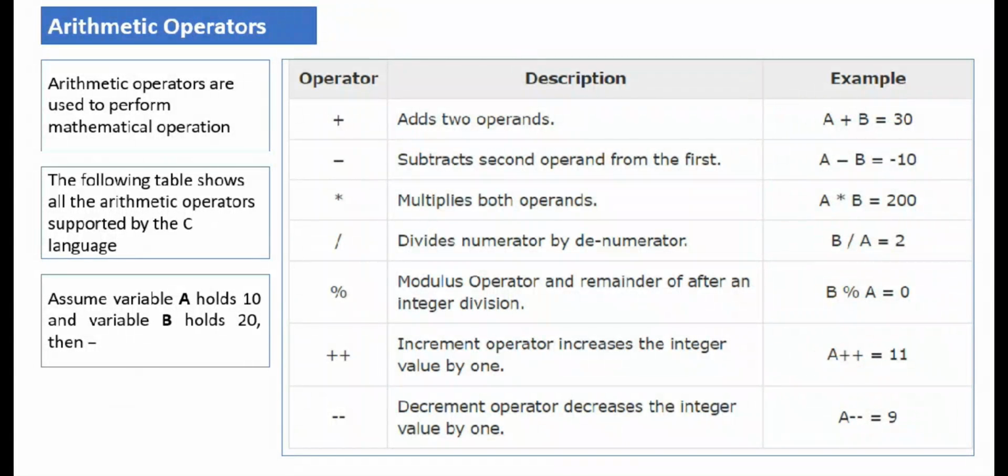Modulus returns the remainder after the division. So 20 divided by 10 will give you remainder 0. Increment operator means increase the integer value by 1. That means if I write A plus plus, then it is equal to 11. A minus minus, then it is 9. That is the decrement operator.